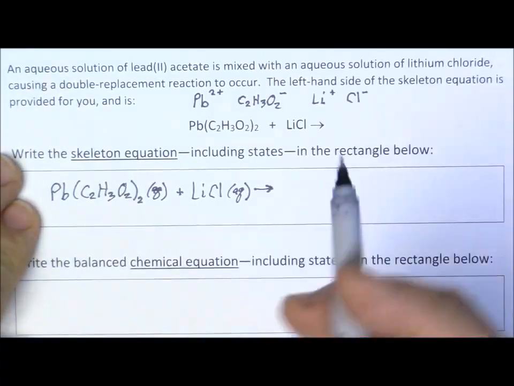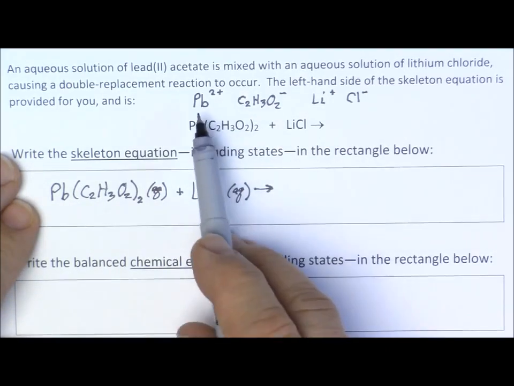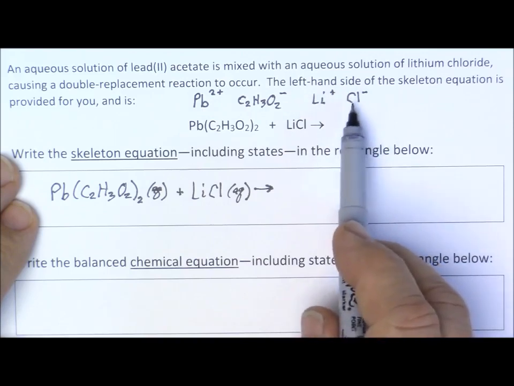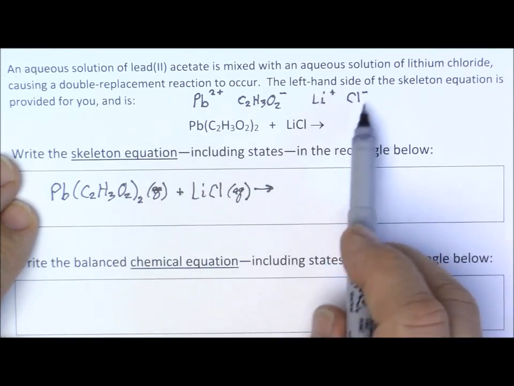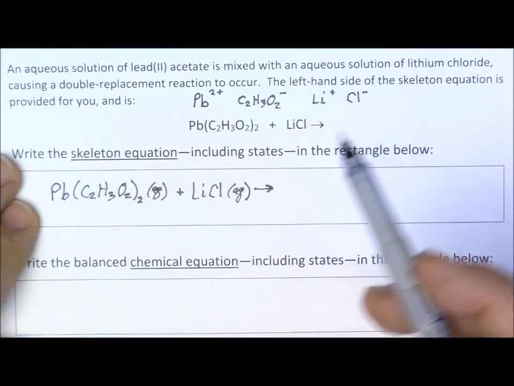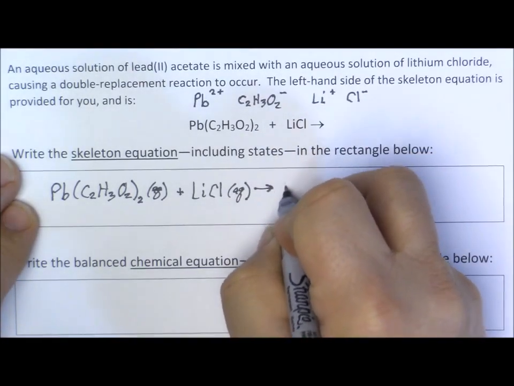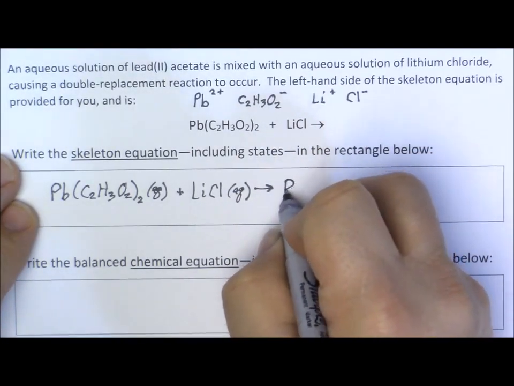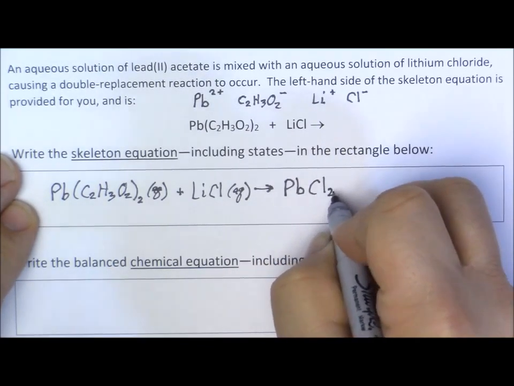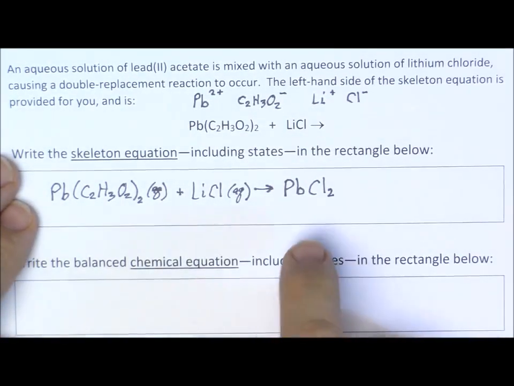So let's think about what we just said. Lead 2 chloride. Well, lead 2 has a +2 charge. Chloride has a -1 charge. So we're going to need 2 chlorides in order for the overall charge of lead 2 chloride to be 0. So let's write out lead 2 chloride. Now what we don't know yet is whether that's aqueous, solid, liquid, gas, or so forth.